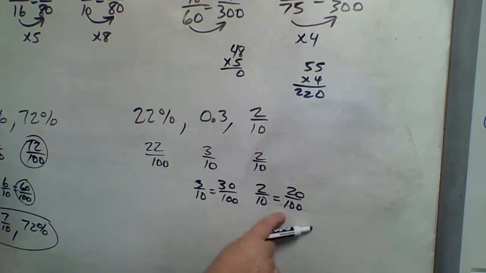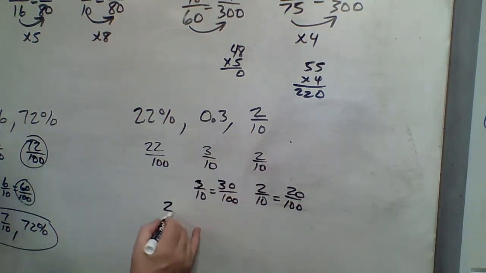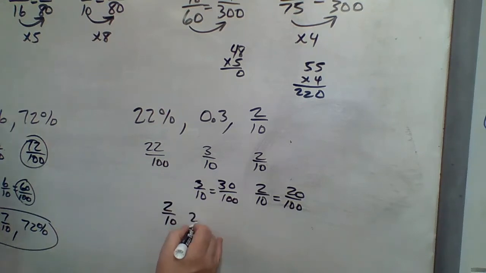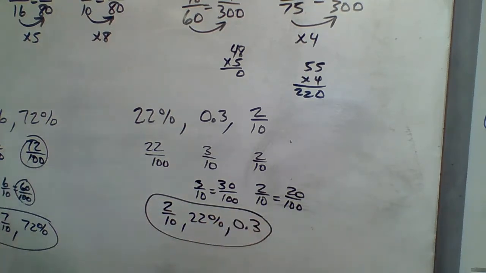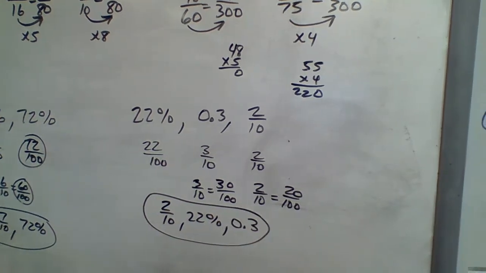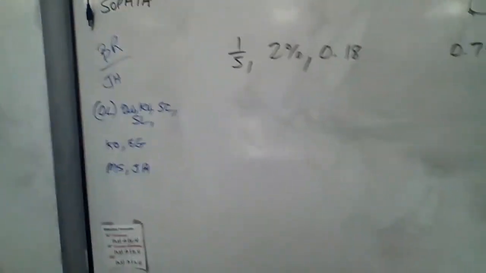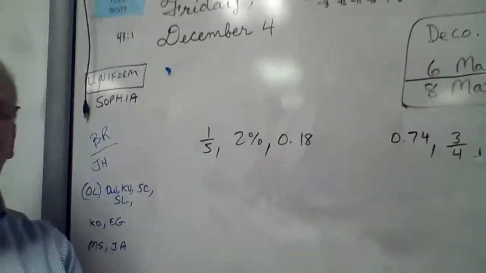Which one's smallest? This one is. So I'm going to write 2 tenths as my first answer. What's my second answer going to be? This one right here. So I'm going to write 22 hundredths. And that means this one is my biggest number, 0.3. So those are my answers there. Let's move over and look at another problem that's similar to that.